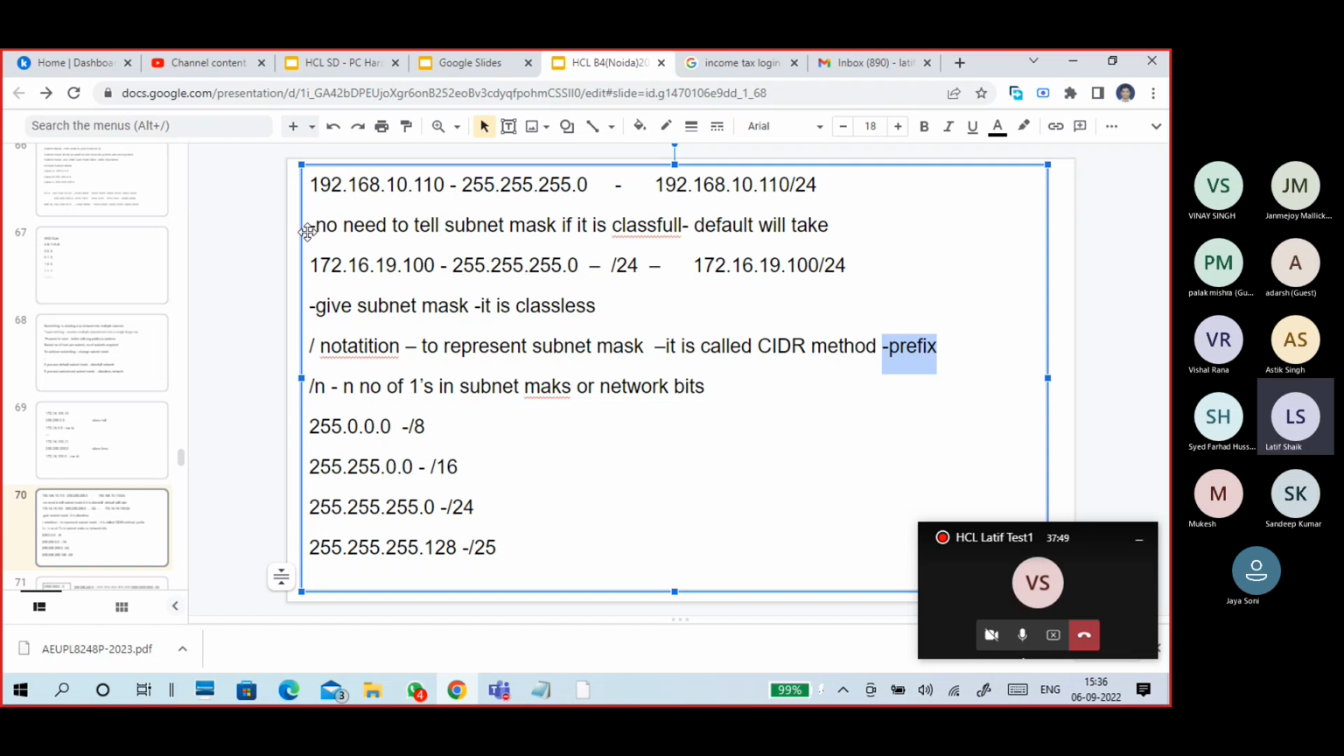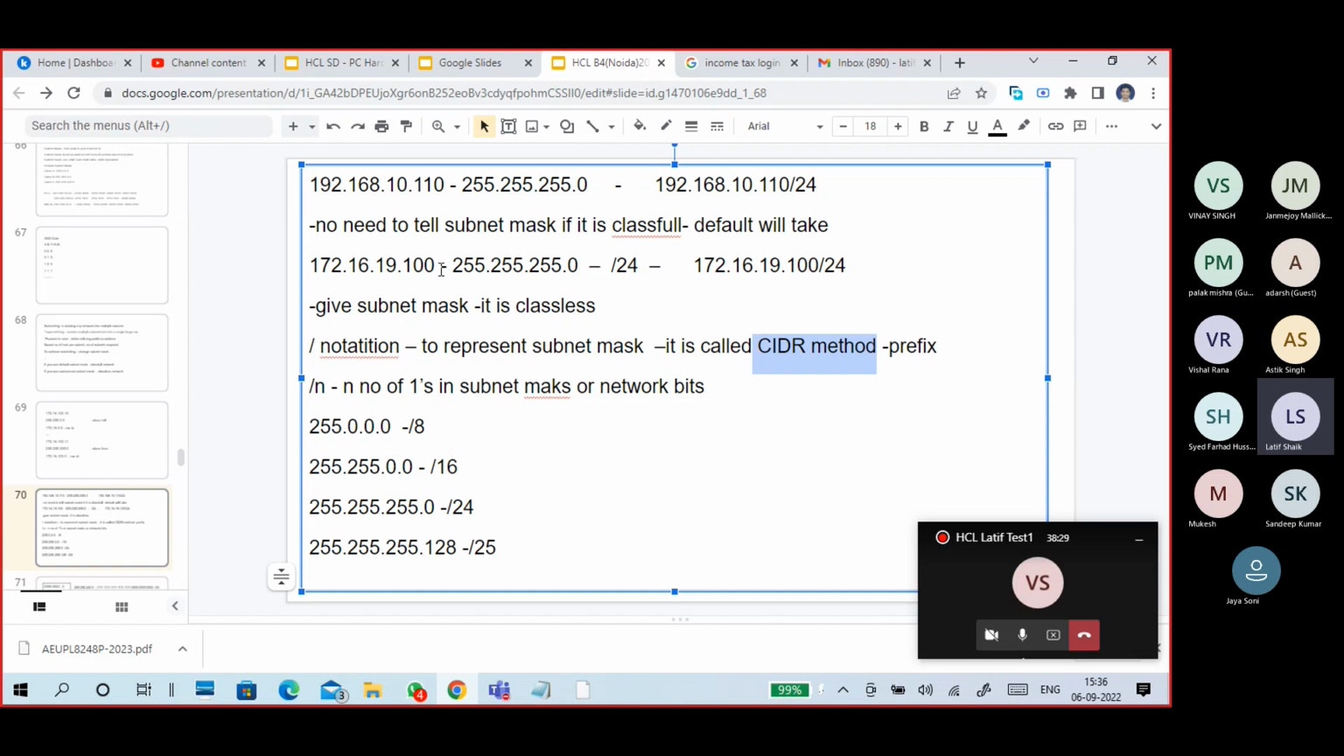If you don't want to write the complete subnet mask, either default or a changed or customized one, you can either write it fully or you can easily tell it by using slash notation. This slash notation is also called a prefix. The method of representing a subnet mask in slash notation is called the CIDR method, classless inter-domain routing.